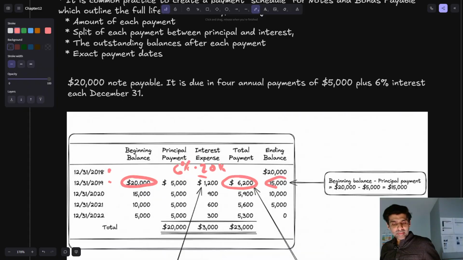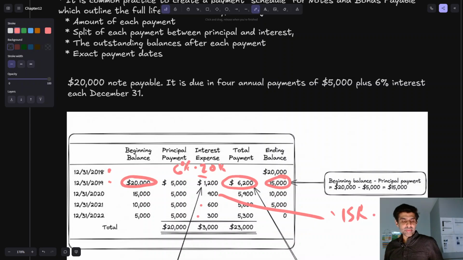But now the balance is less. It's only 15,000 because you paid 5,000 of principal. So this 900 is basically 15,000 times 6%. And then this is 10,000 times 6%. And this is 5,000 times 6%. Because again, every payment, not only are you paying the interest, you're also paying principal, 5,000. Okay, does that make sense?